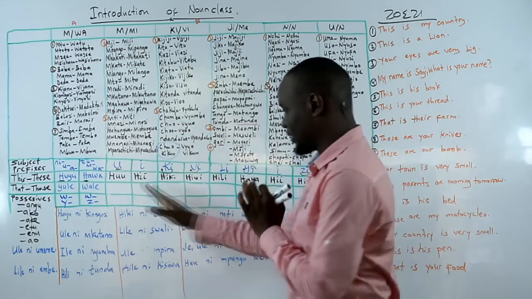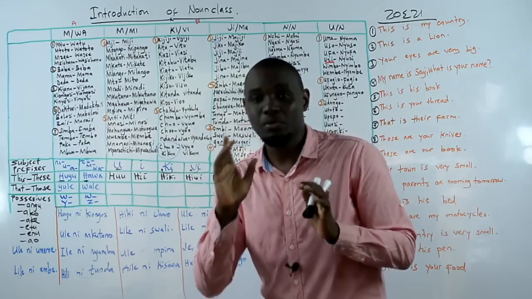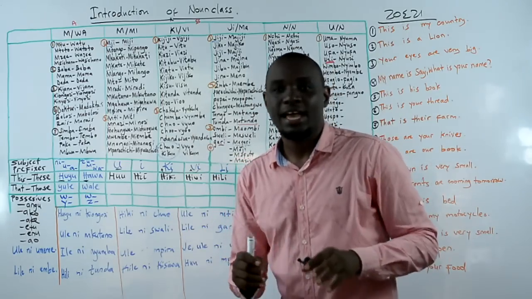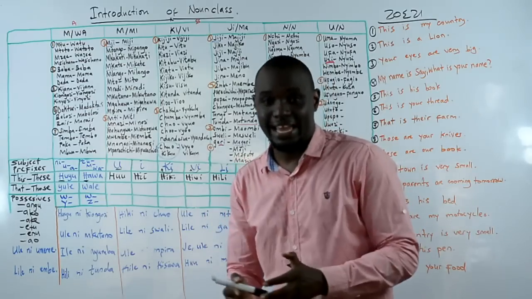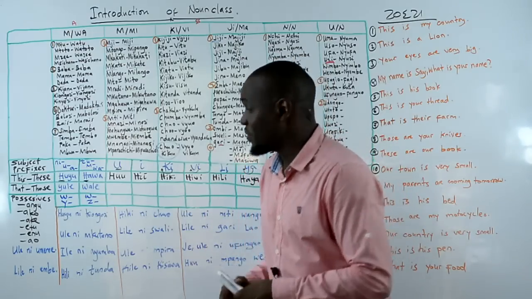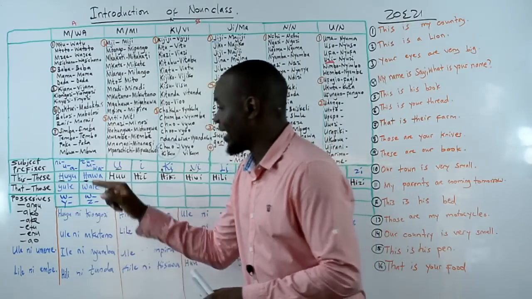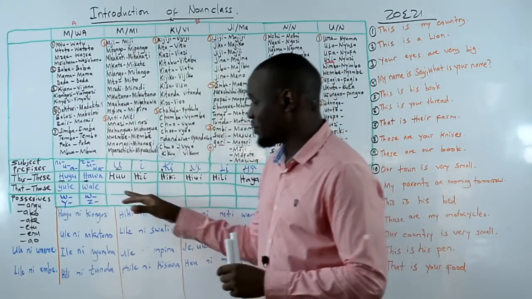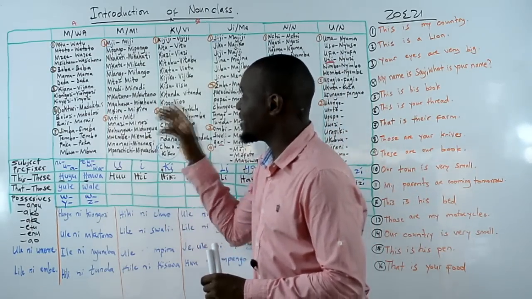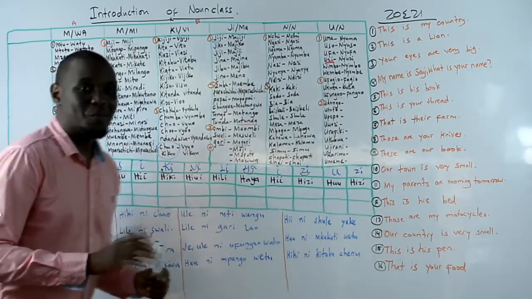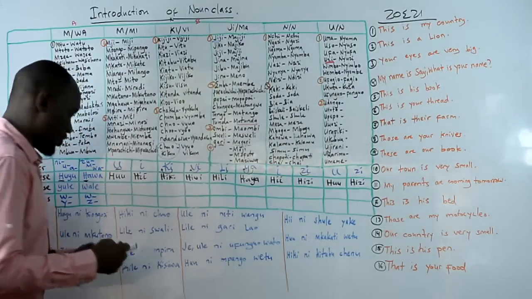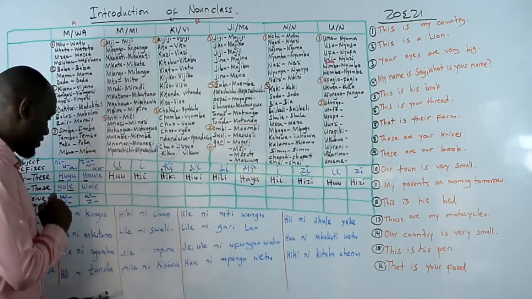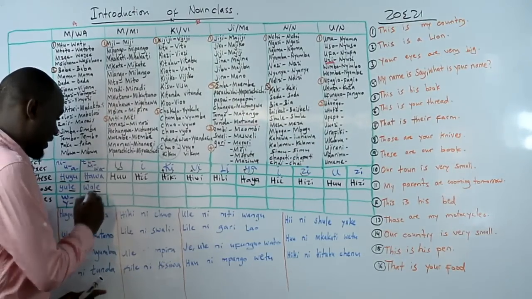For things, we are going to learn it today, but for people and animals, that is a cook, that is the teacher, that is a dog, that is the lion. In Swahili, you will say yule for that and wale for those. And today, I'm going to teach you how to say that and those for the M-Mi noun class. Let's start with the M-Mi noun class. Do you see? For M-Wa, what did we have in common? We had le there, and also we had le.